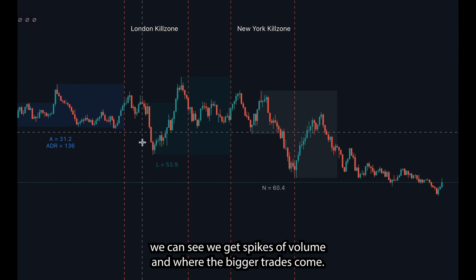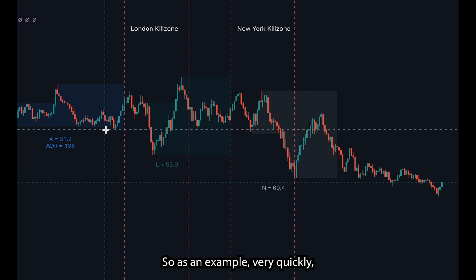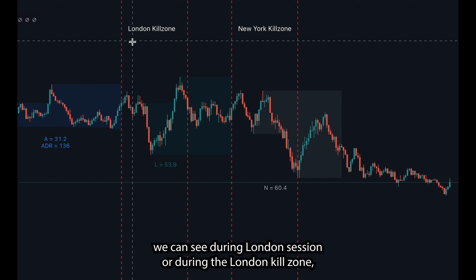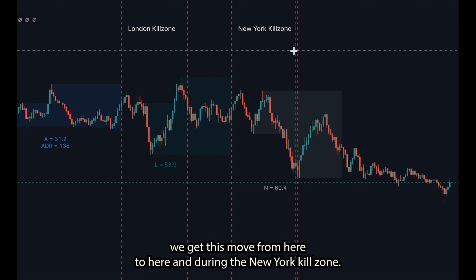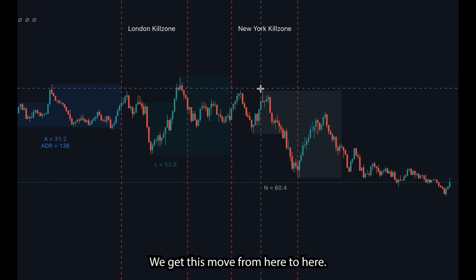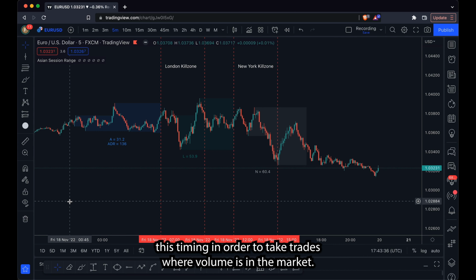And during these times we can see we get spikes of volume and where the bigger trades come. So as an example, very quickly, we can see during the London session, or during the London kill zone, we get this move from here to here. And during the New York kill zone, we get this move from here to here. These are both very good trades that we could have entered utilizing this timing in order to take trades where volume is in the market.